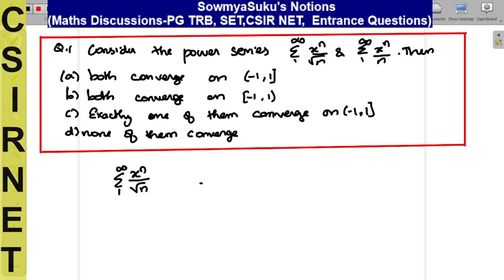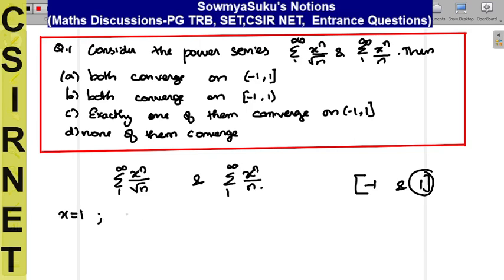The given series are summation 1 to infinity x power n divided by root n, and summation 1 to infinity x power n divided by n. We have to check whether these converge at the particular points minus 1 and 1, because closed minus 1 is there in option B, and for the first option closed 1 is there. So first I am taking x equal to 1.